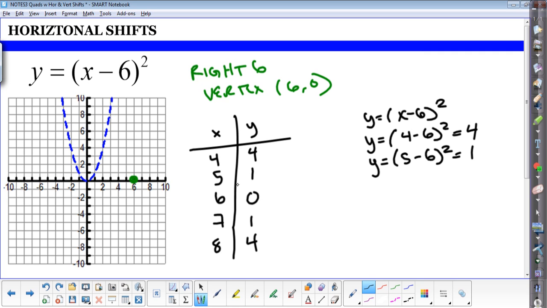If you're starting to pick up on this, all you really have to do is plug in half of these numbers and just repeat it on the other side. So 4, 4. Let's see. 5, 1. 7, 1. 8, 4. And there's your graph. You can see that it got shifted to the right 6.